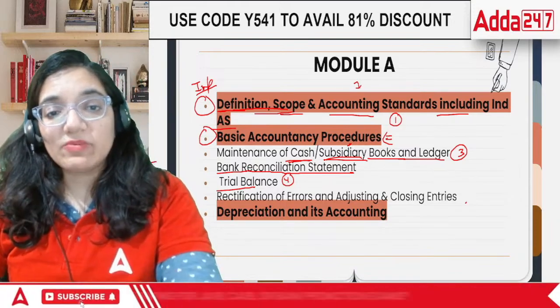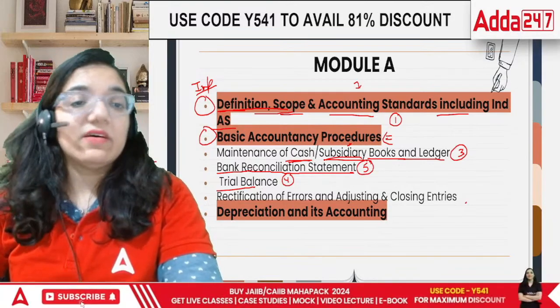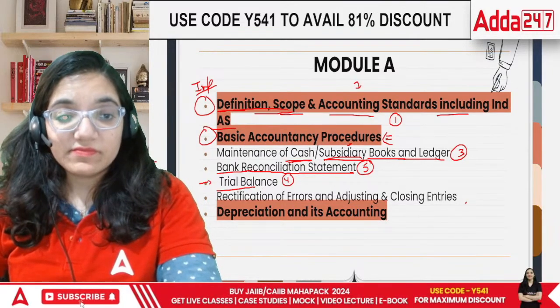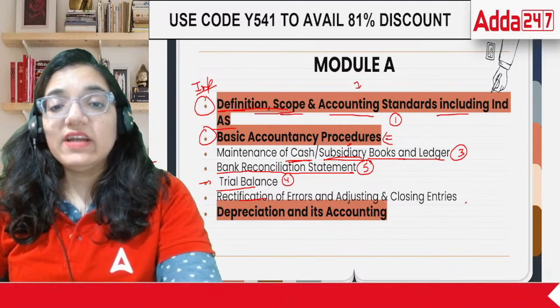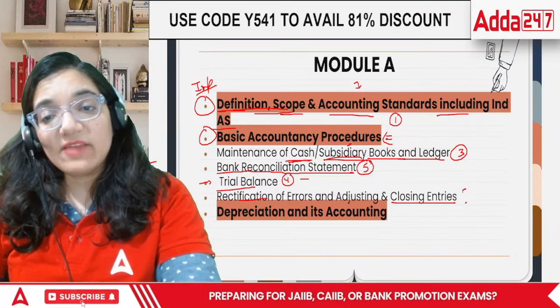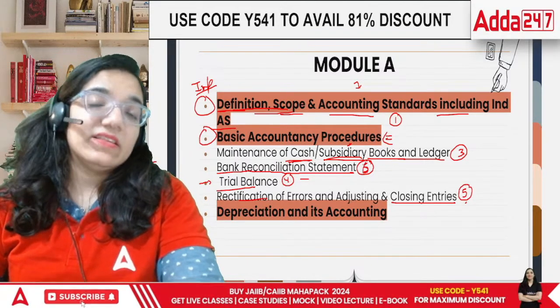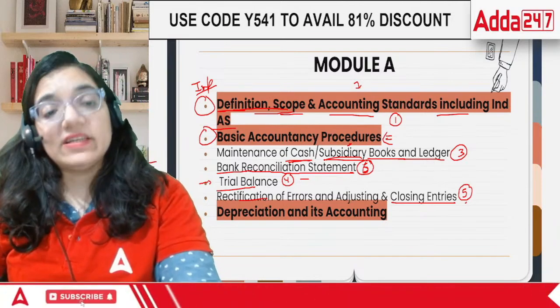It's an individual chapter not connected with any of these, so you can do it after the trial balance. Rectification of errors and adjusting the closing entries can be done with the trial balance itself. This can be your fifth chapter as well, and this can be your sixth chapter. In this case, the sequence will be complete.